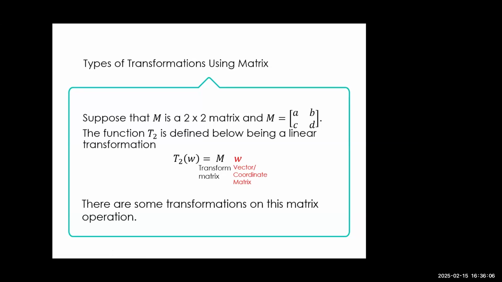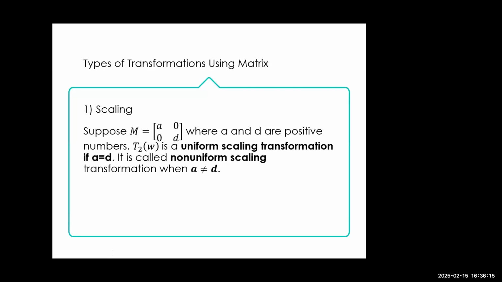So we can have different kinds of transformation, I would say around 4 to 5 types, which we can summarize using the multiplication of the matrix. The first one is called scaling. For scaling, we look at the diagonal elements A and D, and we assume that they are positive numbers.